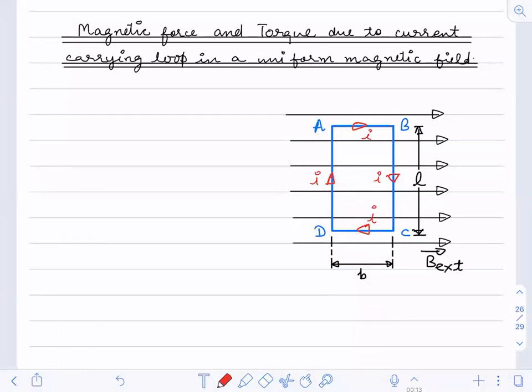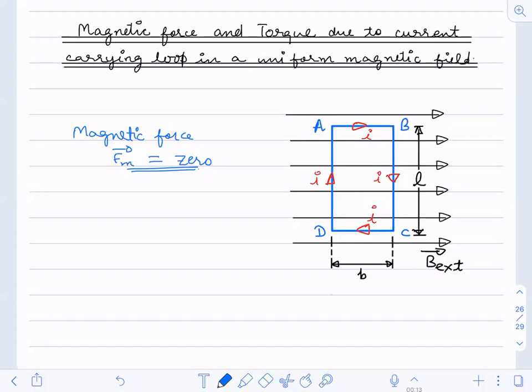Quickly tell me, what is the value of the magnetic force here? The magnetic force Fm will be zero. We have already seen that, because for a loop kept in a uniform magnetic field, the magnetic force has to be zero.